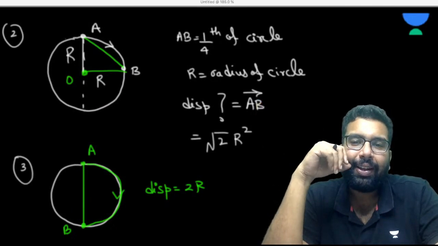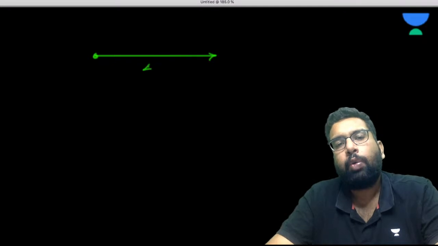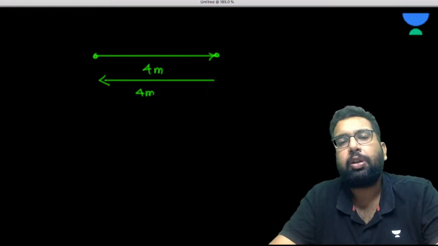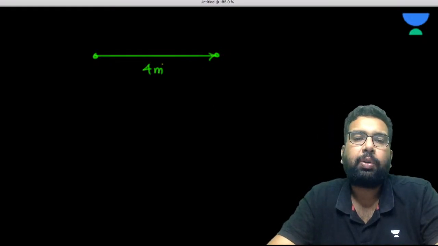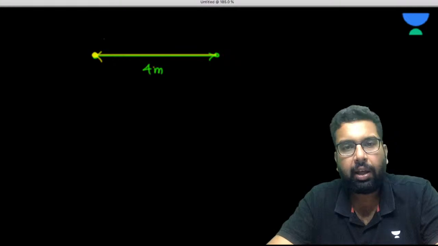Are you getting my point? So see, simply, we started in the east. Let's suppose we go 4 meters in the east. Then we come back 4 meters in the west. So what is the displacement? Displacement is 0 because you started at this point, and both are overlapping each other. You started from here and you come back to here, so the displacement is going to be 0.